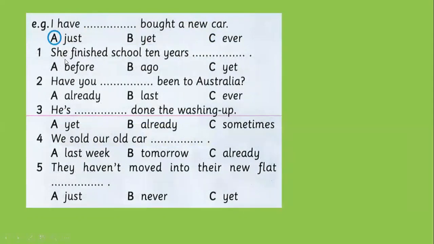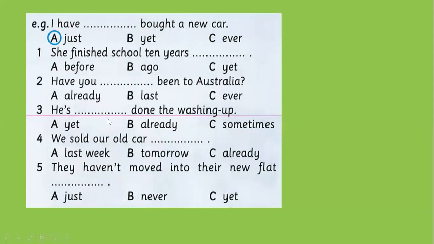Number 1. She finished school 10 years ago. Ago comes after the period. And this is finished only, so this is past simple. So we use ago. Have you what been to Australia? Have you ever? It means all your life. And the word ever comes with the present perfect. What is the present perfect? Have or has plus the past participle, here been. So I say, have you ever been?